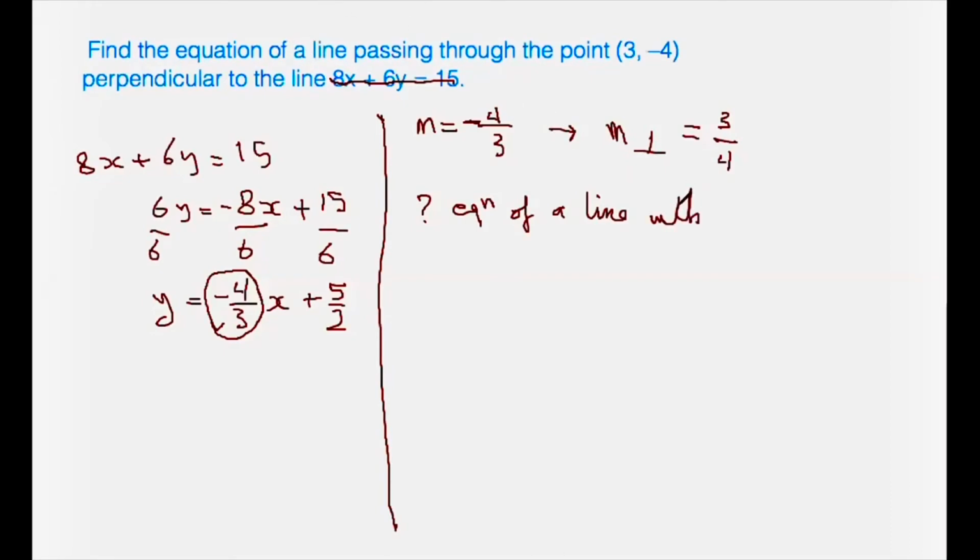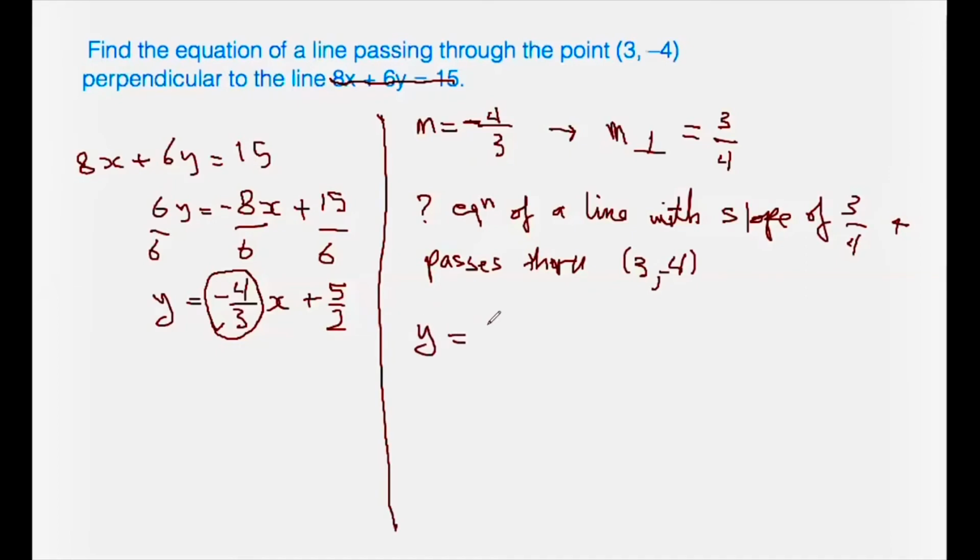With slope of 3/4 passes through 3 and -4. So therefore, my answer would be y equals 3/4 x plus b, and then I sub in the x and y value to solve for b.